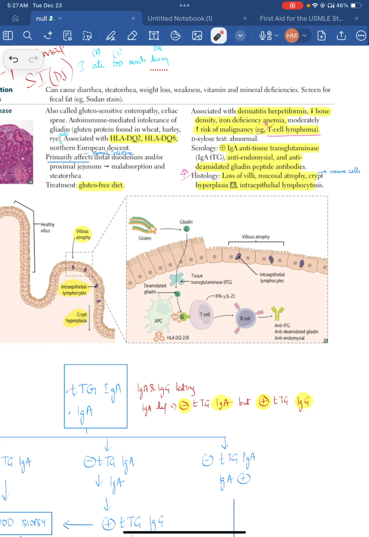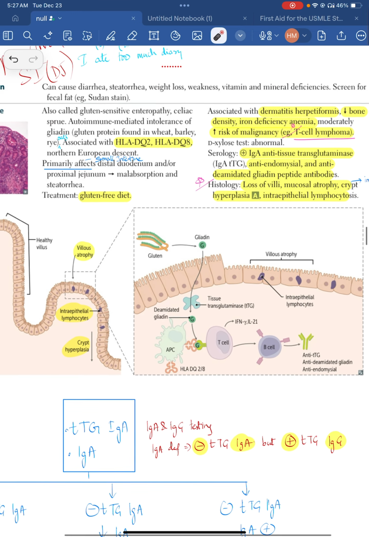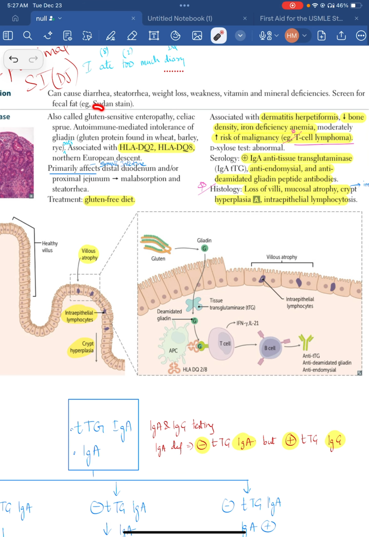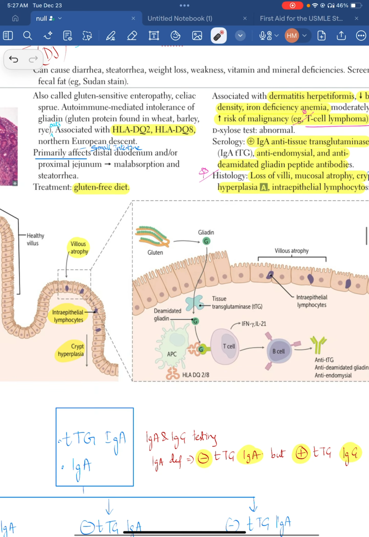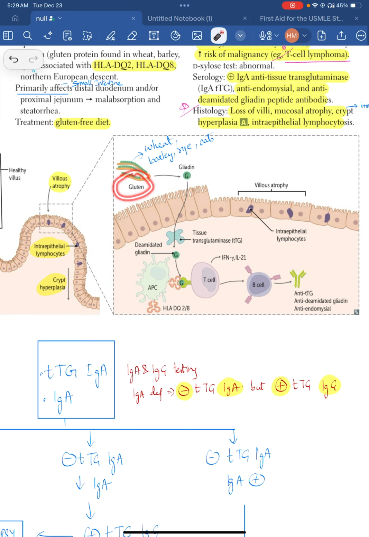Let's look at what exactly is happening in celiac disease. You know gluten. What is gluten? Gluten is a protein that is found in wheat, barley, rye and oats. The gluten releases gliadin. This gliadin passes inside the cells and we have tissue transglutaminase. This removes the amine group from gliadin. It becomes deamidated gliadin.